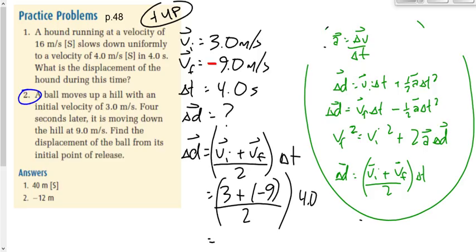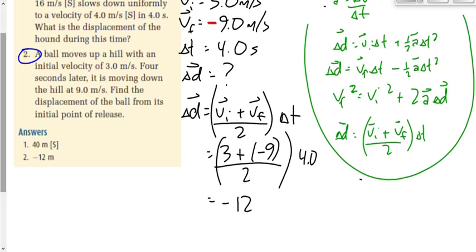3 plus negative 9 is neg 6. Divided by 2 is neg 3. Neg 3 times 4 is neg 12 meters. What does that negative mean? Yeah, we ended up 12 meters down from where we started. You could say negative 12, or you could say 12 down. Either one of those would be correct. It wouldn't be correct to say negative 12 down, right?